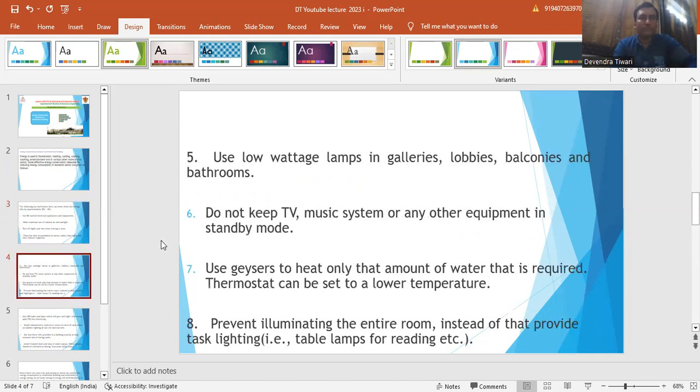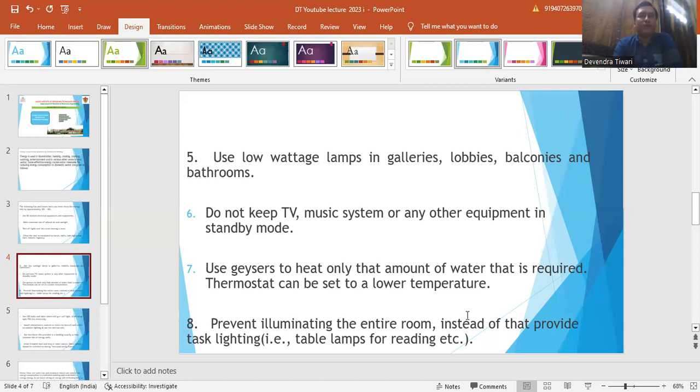Move to next slide. Number five is we should use low voltage lamps in galleries, lobbies, balconies, and bathrooms. That means wherever we require less illumination, go for low voltage lamps. Number six is do not keep TV system or any other equipment in standby mode. Next is in winter season when we use geysers, heat only that amount of water that is required. Thermostat also can be set to a low temperature. We used to heat the entire water, but whatever is required, we should go for that.